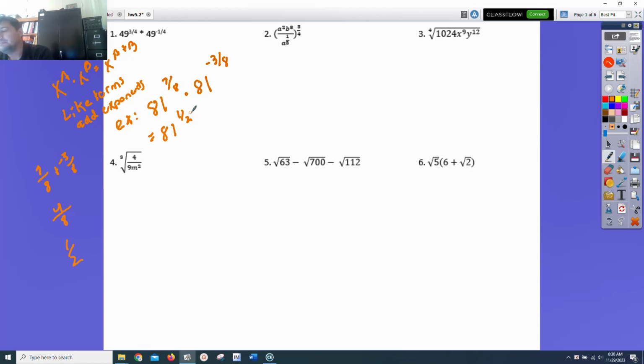Now I also know, because I taught you, and you should know too, because we have it in our notes somewhere, that x to the 1/2 is equivalent to the square root of x. So this is the square root of 81, which is 9. If I was solving for algebra, it'd be plus or minus 9. All right, so that's how you do number one. You add exponents.